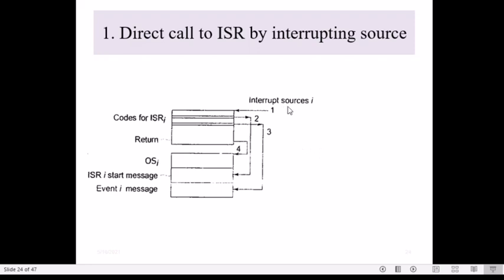So the interrupt source itself calls the corresponding ISR, but in the previous methods that we have discussed for operating systems, the CPU calls the ISR. Here the interrupting source directly calls the interrupt service routine.